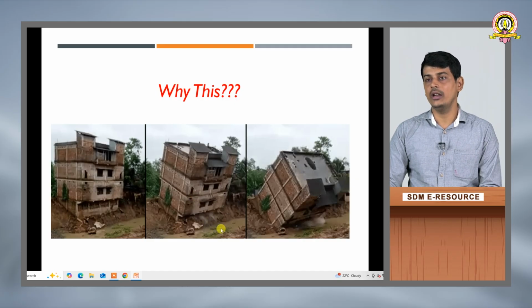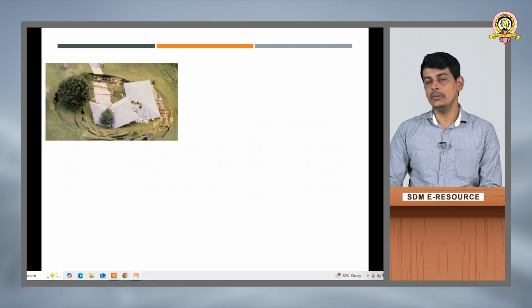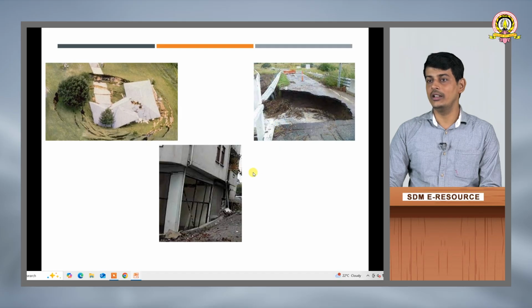The reason behind this may be that no proper investigation of the soil was done before construction of this building. Also, we might have seen this image where some portion of the earth has sunk. Similarly, it is a usual thing: a constructed road is partially eroded, and you might also have seen uneven settlement of a basement story.